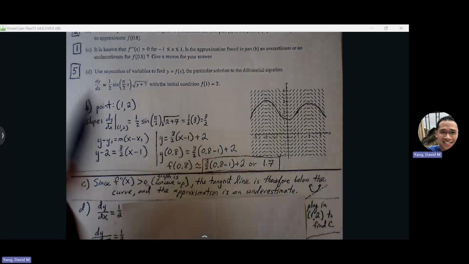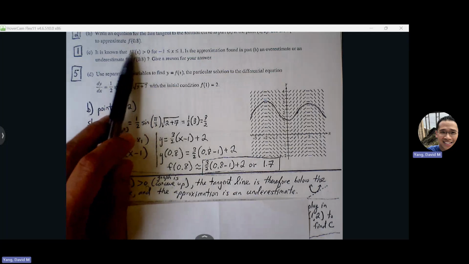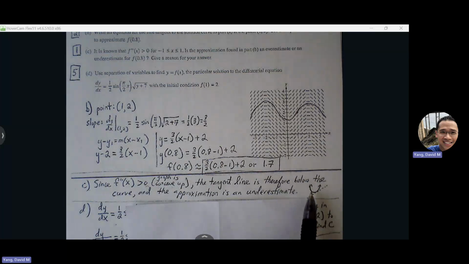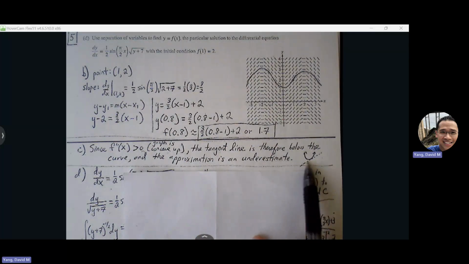Part C, it is known that f double prime is greater than 0, so that's indicating that our original graph is concave up. If my graph is concave up with a tangent line that's skimming the surface of that curve, I know this tangent line is always going to under approximate because it's sitting below the curve, so underestimation.